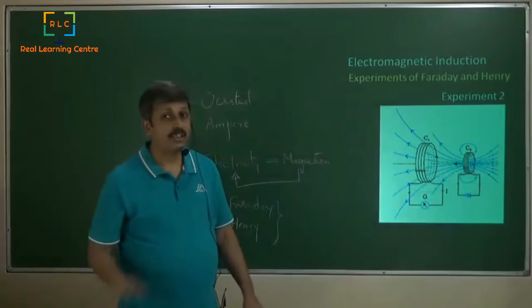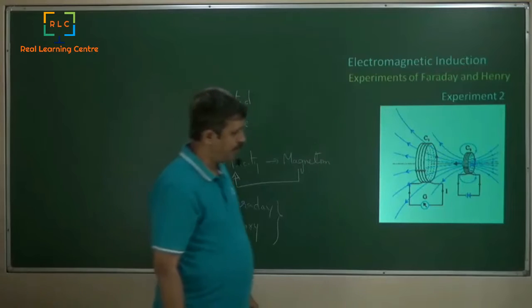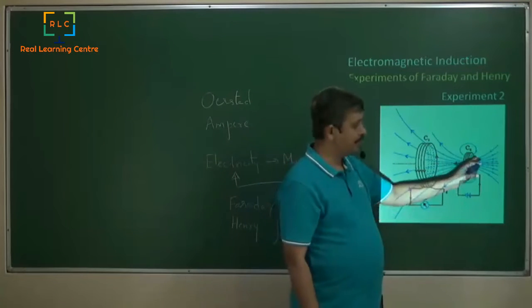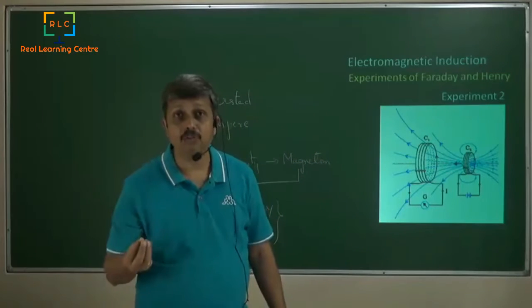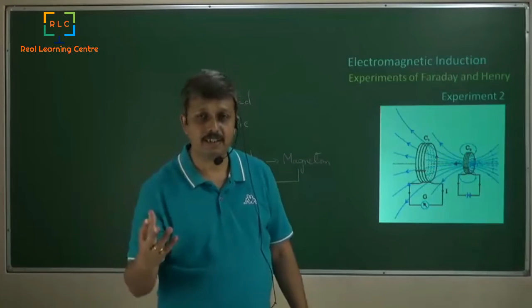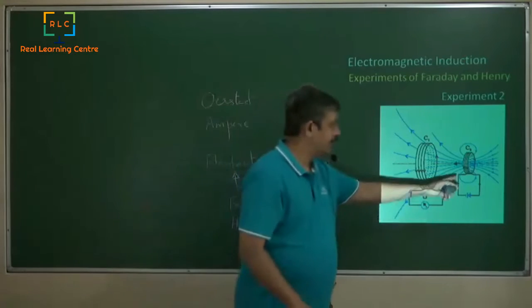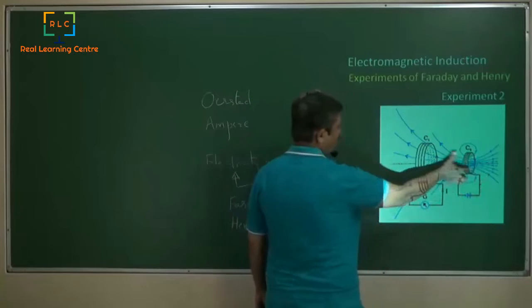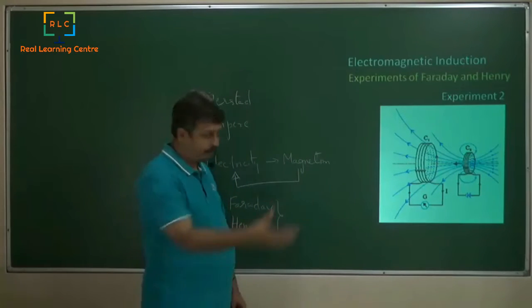Now we already know that if you connect a battery to the coil and pass some current through this coil, it produces a magnetic field around it. So there is a magnetic field here, like how there was a magnetic field around the magnet. In the same way, there is a magnetic field around a coil conducting current also. Now you bring this whole system towards the other coil very fast.